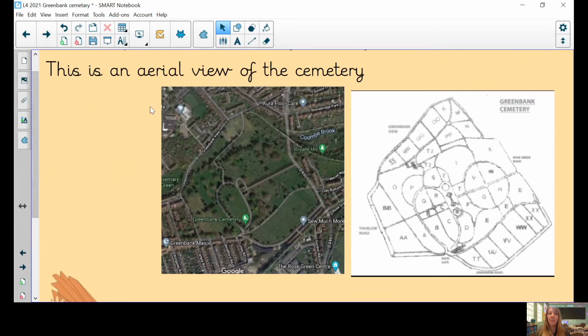And here we've got an aerial view of the cemetery where you can find all of these gravestones. And an aerial view is a view over the top, looking over the top of the graveyard. All of these paths here are where you can walk. So if we would have been able to go for a visit, or if you could go with your families for a walk around in the graveyard, these pathways are where you could walk.